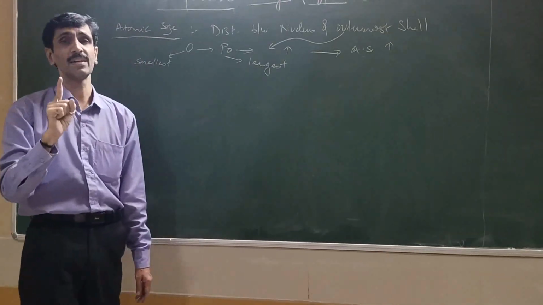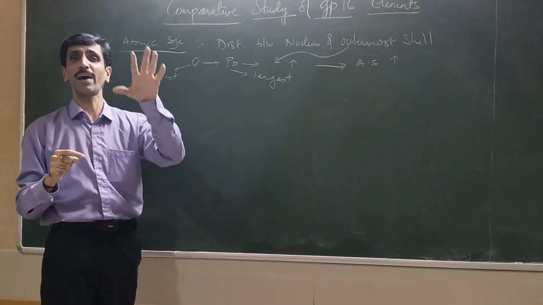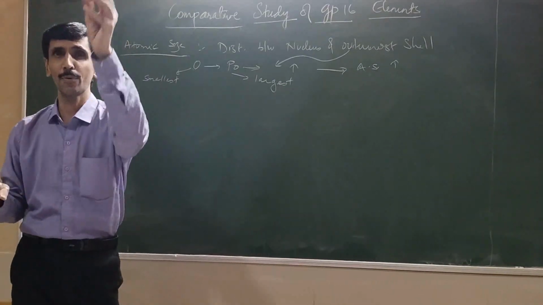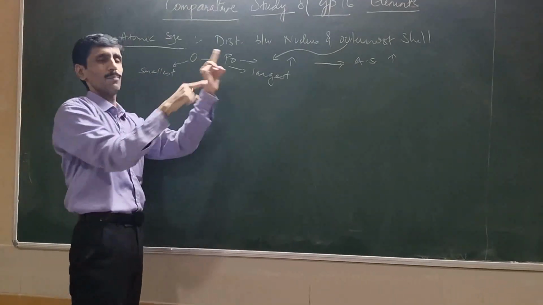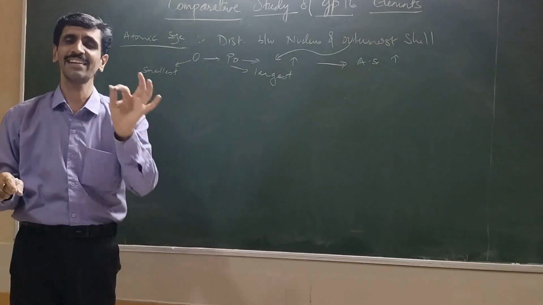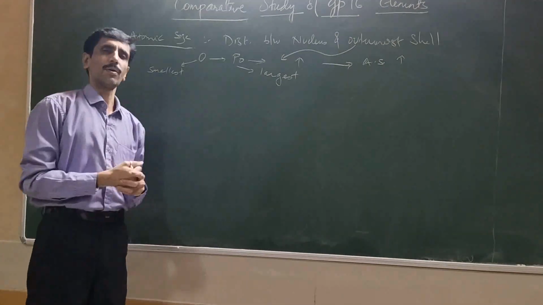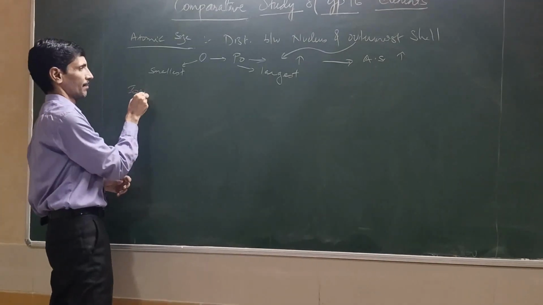Now please be very clear. Okay, here the comparison is only and only amongst these 5 elements: oxygen, sulfur, selenium, tellurium and polonium. So amongst group 16, oxygen is smallest, polonium is largest. That is what its atomic size is. Alright? Next we go into ionization potential.